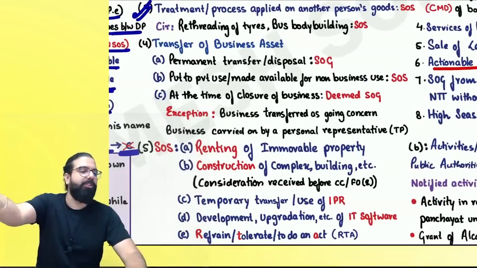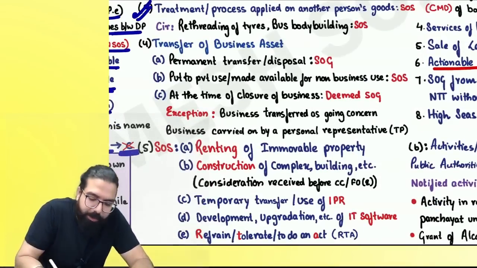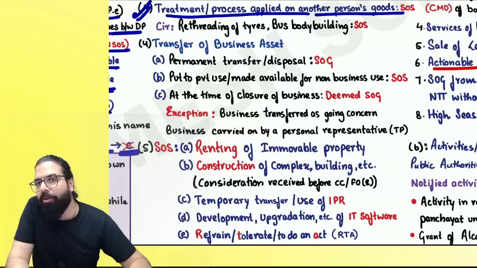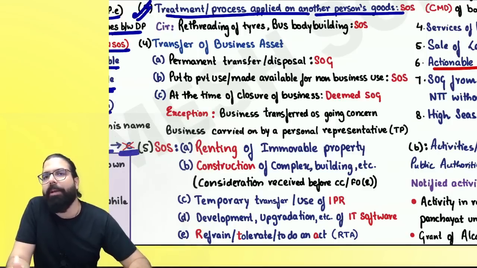Next one over here is treatment of process. I do some treatment of process on your goods. If I do some treatment of process on your goods, then it will always be a supply of service. Can I go ahead, everyone? You sent me a table and told me, sir, can you please do the finishing of the table by painting and giving it back to me? Treatment of process is job work, and job work is always a supply of service.